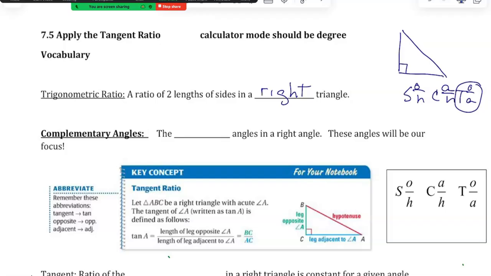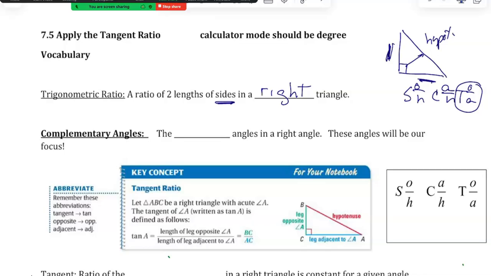Okay, in a right triangle, if you do a ratio of two lengths of the sides, remember this is a side and this is a side. This is not considered a side. This is a hypotenuse. No matter what, it's always going to be your hypotenuse, okay? It never changes names. It's never called a side.